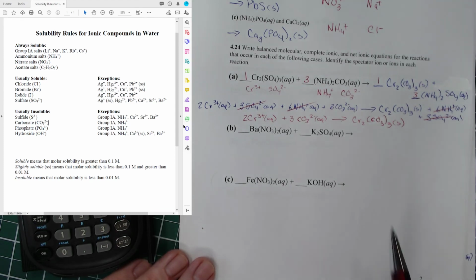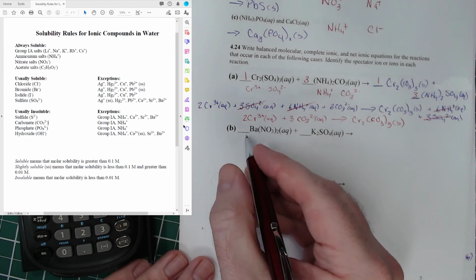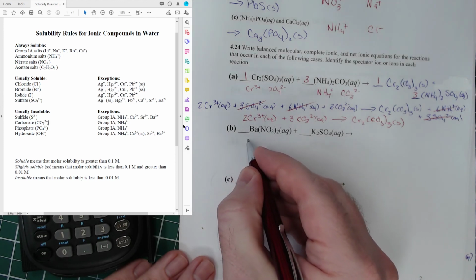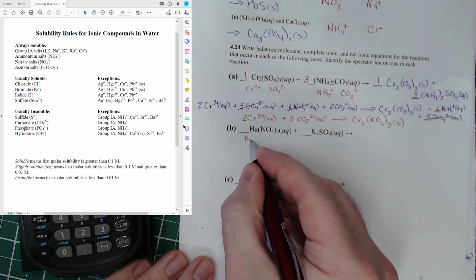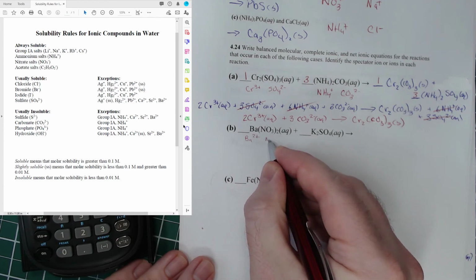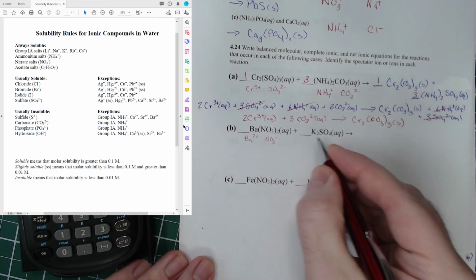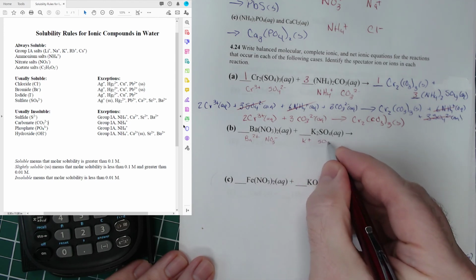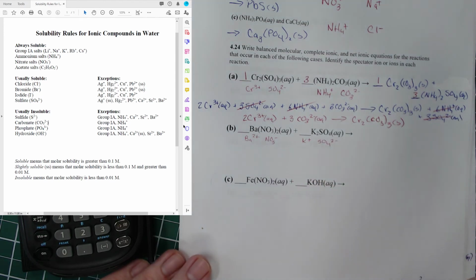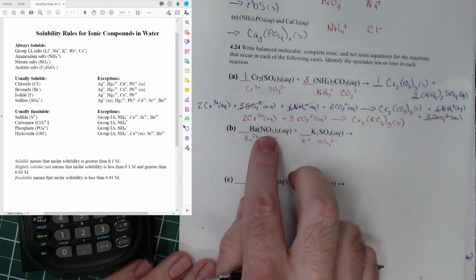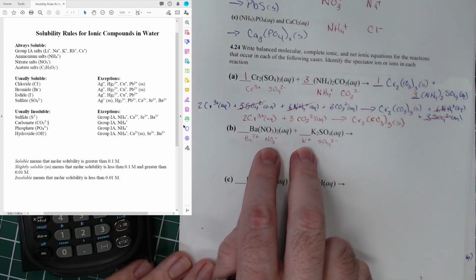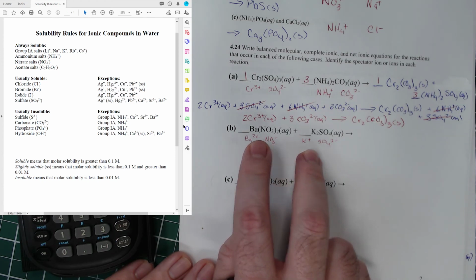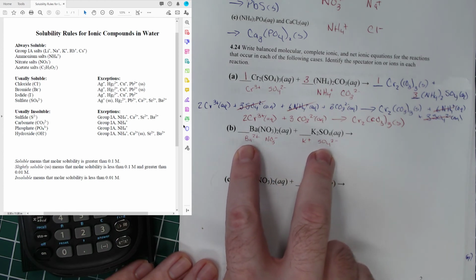Okay, so next, let's look at the ions that are in this problem. So barium is in group 2, so we have Ba2+. Nitrate, of course, is NO3-. Potassium is in group 1, so K+. And sulfate is SO4 2-. Now you'll see nitrate and potassium are always soluble, so that means those are probably not going to be the precipitates. And so our best bet is with barium sulfate.